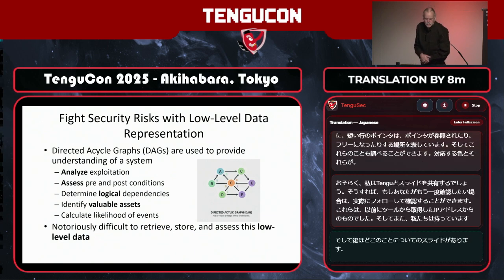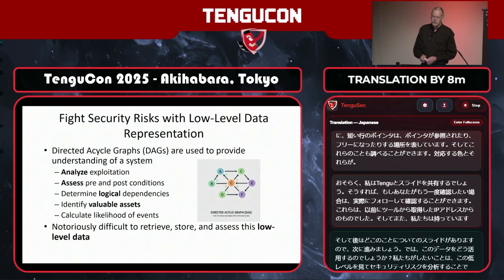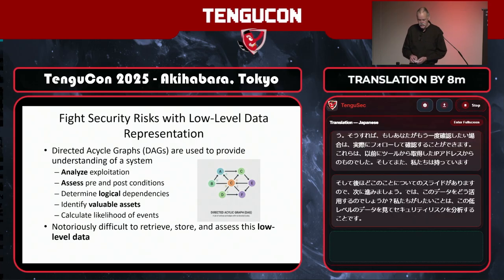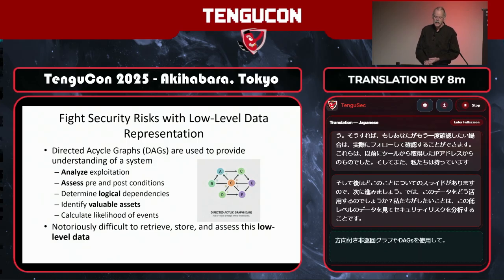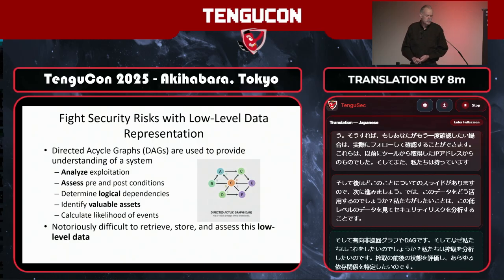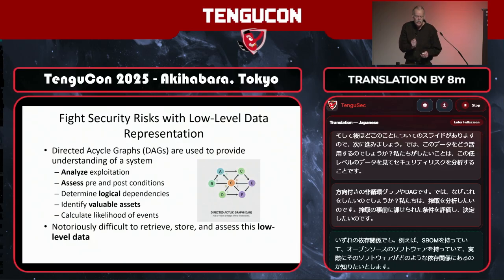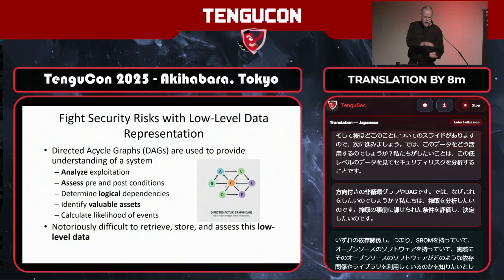So what do you do with this data? What we want to do is look at security risks by looking at this low-level data with directed acyclical graphs, or DAGs. Why do we want to do this? We want to analyze exploitation, assess pre- and post-conditions of the exploitation, and determine any dependencies. Say you have an SBOM and a piece of open source software, and you want to know what dependencies and libraries that piece of open source software actually uses. With a tool like this, you can perform that forensic investigation of a running piece of software.